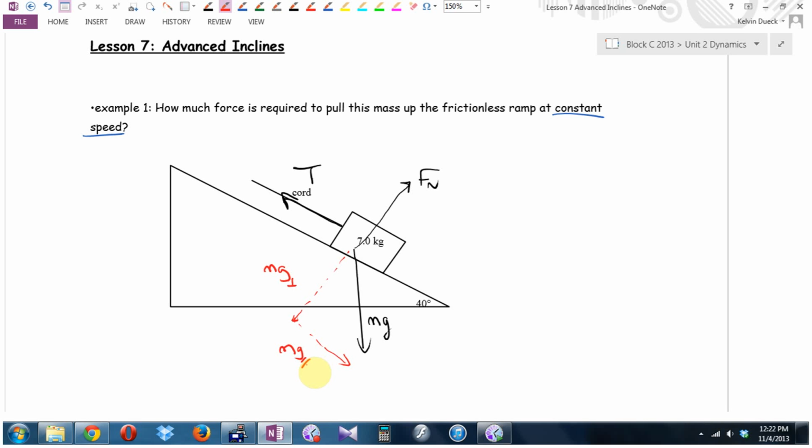What two forces are the same size in this question? Tension and what? Thank you. Sorry, I thought I heard you say tension and mg. I didn't hear the parallel. I was going to freak.